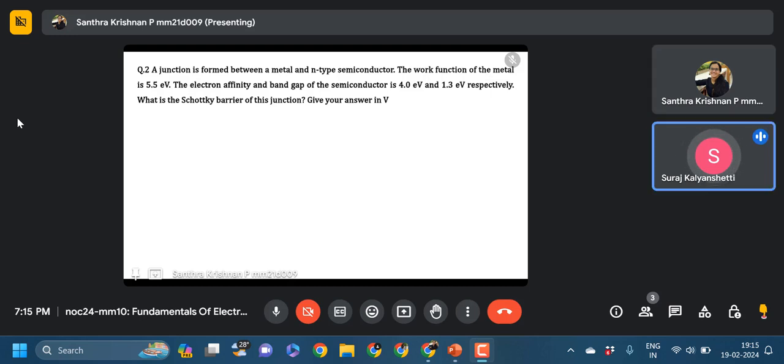The work function of the metal is 5.5 eV. So this is more like from the Fermi level to the vacuum level. Okay, 5.5 eV. The electron affinity and the band gap of the semiconductor: the band gap is 1.3 eV. Okay, there is a band gap, and then there is a conduction band, and the valence band.